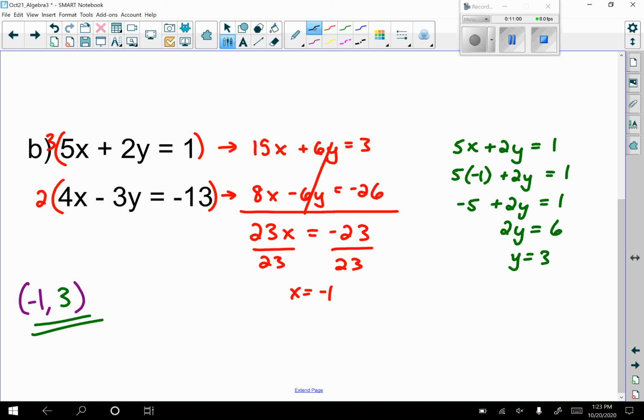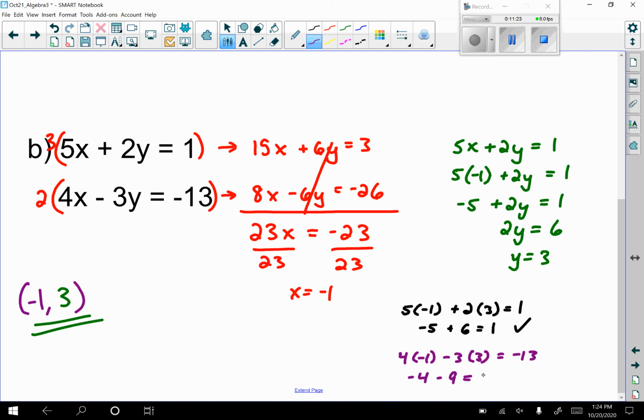Let's just check real quick. If I take 5 times negative 1, I'm going to check my first equation, plus 2 times 3, I do get a 1. This is negative 5 plus 6. That does give me a 1. If I check the other equation, 4 times negative 1 minus 3 times 3 equals negative 13. This will give me a negative 4 minus a 9. Negative 4 minus 9 is negative 13.